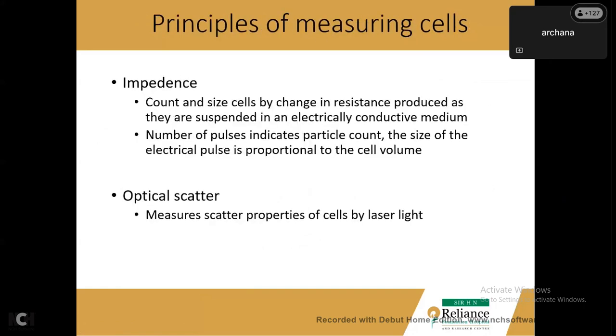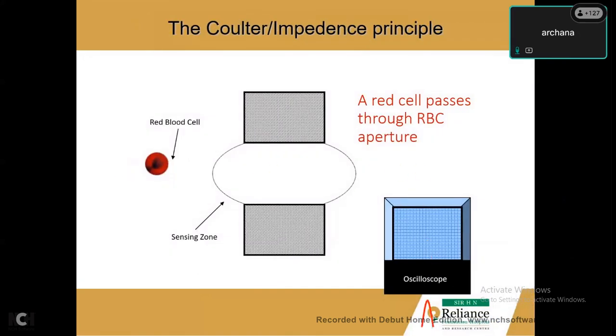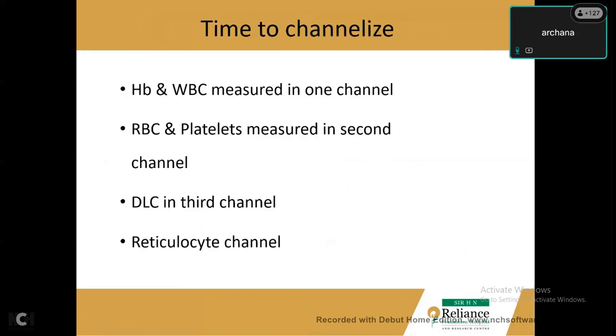So I'm not going to touch upon principles of measuring cells. I think Dr. Naveen has very beautifully explained the impedance and optical scatter properties, discussing the pulses. Just to reinforce, the number of pulses gives you the cell count, the size of the pulse is the cell volume, and in 5-part analyzers, the sample, once aspirated, splits into various channels.